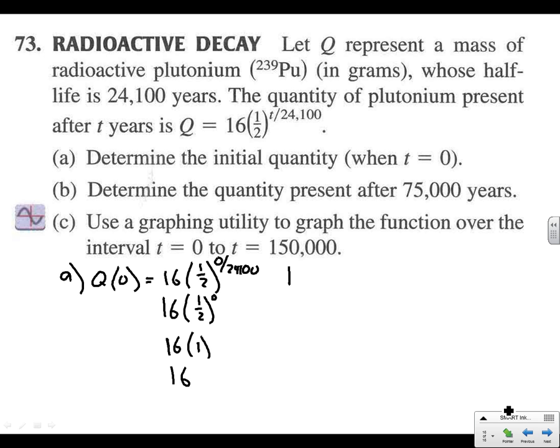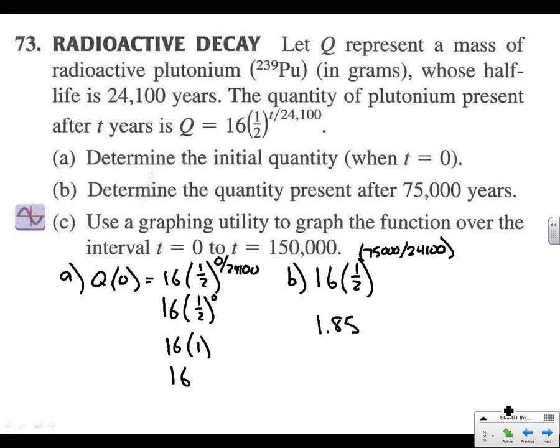For B, we're going to take our equation, and we're going to plug in the number of years they suggest, 75,000. And I'm putting that in parentheses because you'll need to put it in parentheses on your graphing calculator. And 24,100 is our initial value in the exponent. Plug that in correctly. If you did it right, you end up with 1.85. So after 75,000 years, there are 1.85 grams left.